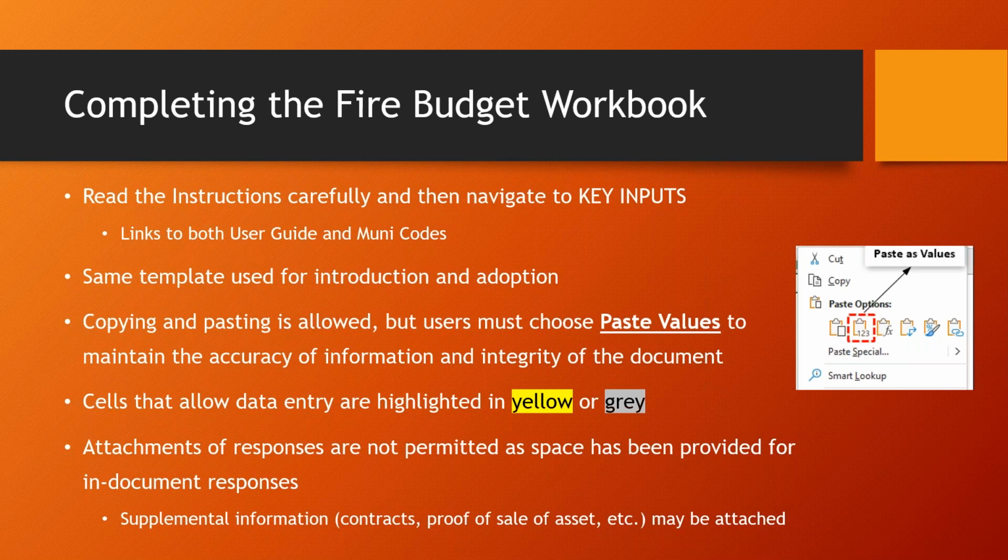Cells that allow data entry are either highlighted in yellow or gray throughout the document. Anything else that's a white cell is locked down.